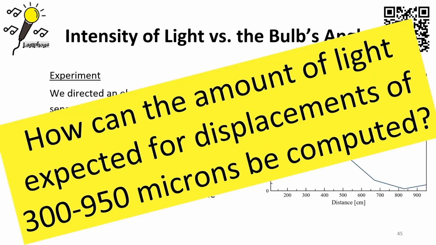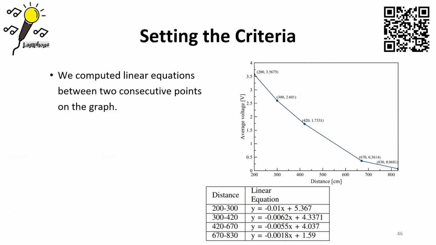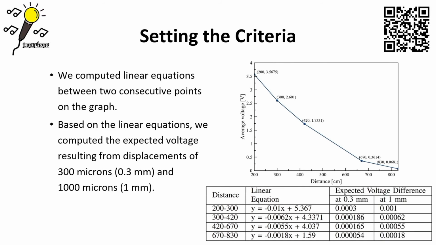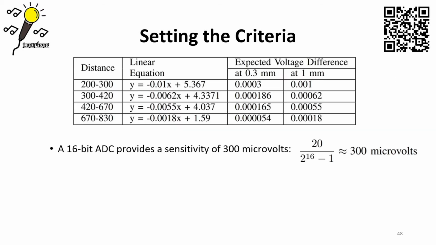So how can the amount of light expected for displacement of 300 microns be computed? Using the results obtained from the previous experiment, we computed linear equations between two consecutive points on the graph. You can see the linear equations below. Based on the linear equations, we computed the expected voltage resulting from displacement of 300 microns. And again, this is also presented in the table below.